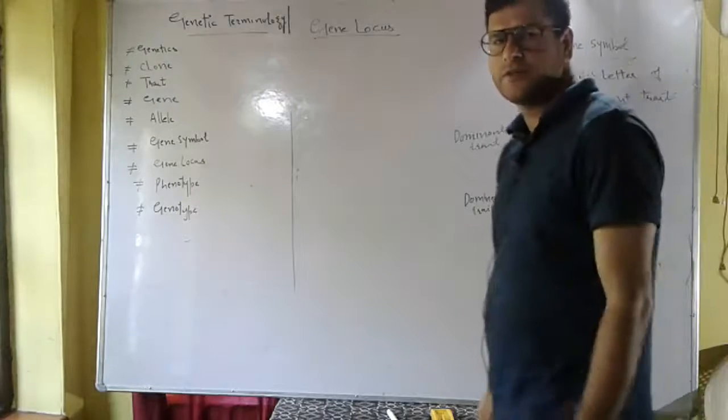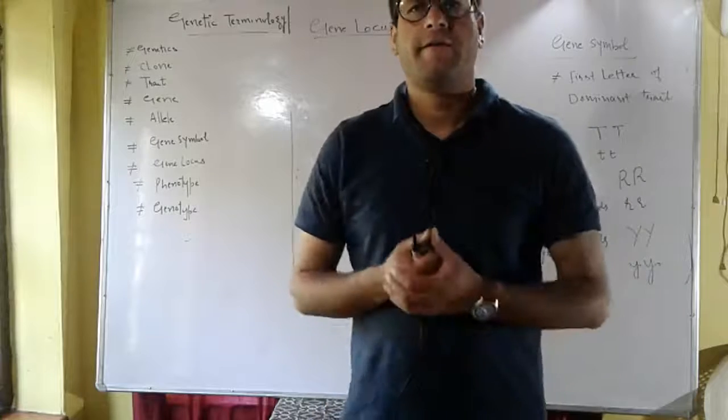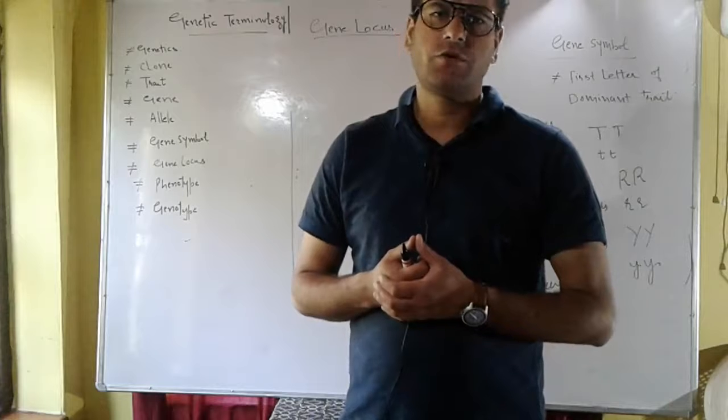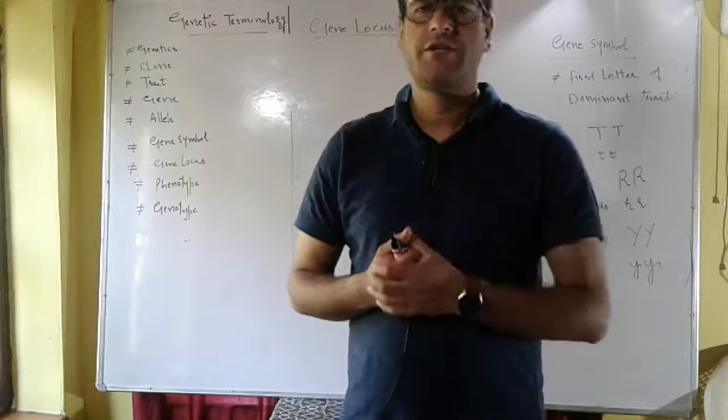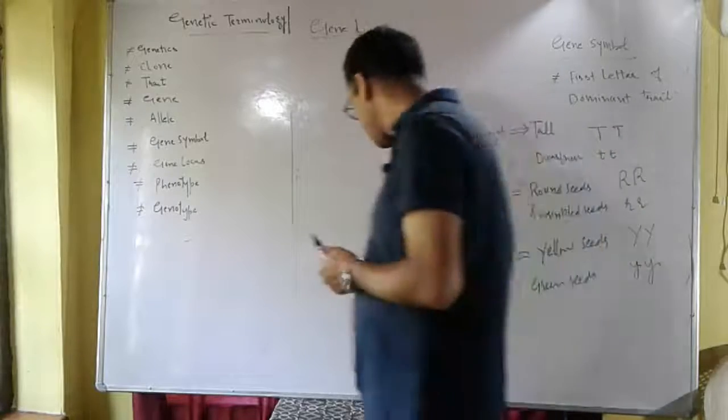So this is how genes are represented. Genes are simply represented by the first letter of the dominant trait, and that first letter is used to designate the gene. It is used as a gene symbol.